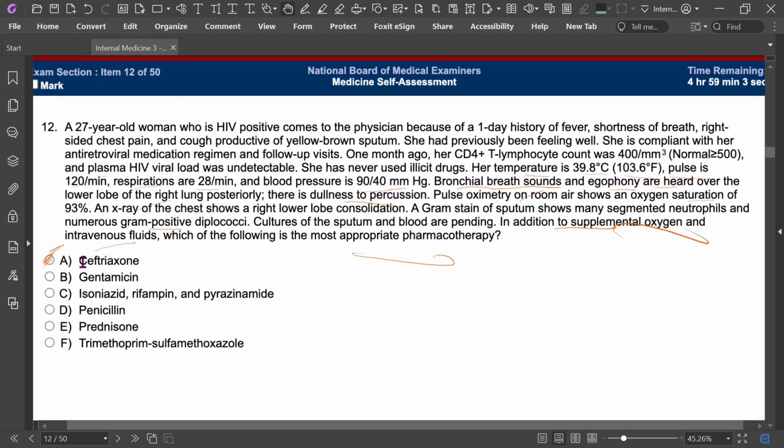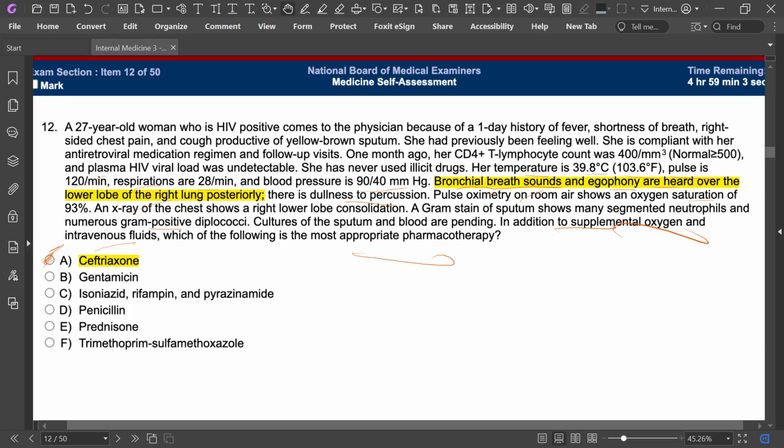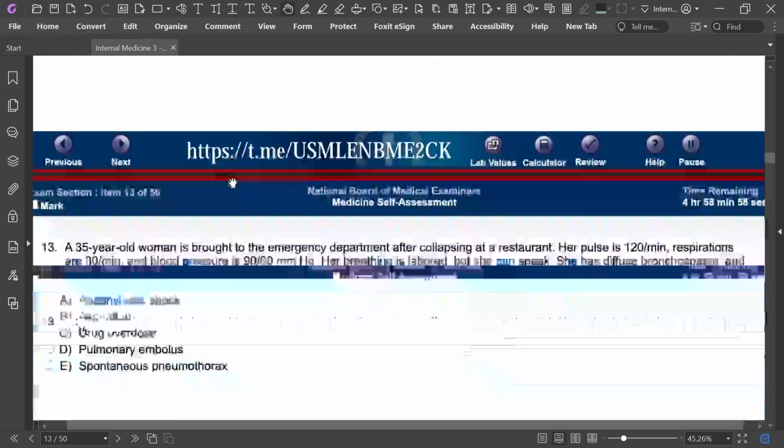Okay, next is ceftriaxone. Why ceftriaxone? This patient has pneumonia, with bronchial breath sounds and egophony. These are the features of pneumonia. Normally, pneumonia can be managed as an outpatient, but if the patient has hypotension or confusion, go for hospitalization. Fever, shortness of breath, productive cough with yellow-brown sputum, focal pleuritic chest pain, and consolidation suggest lobar pneumonia: Streptococcus pneumoniae, Haemophilus influenzae, Moraxella catarrhalis, Staph aureus. Antibiotics should be given.